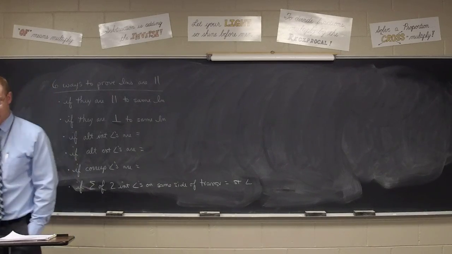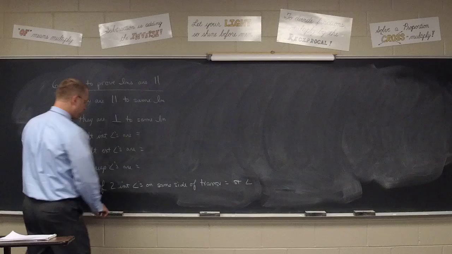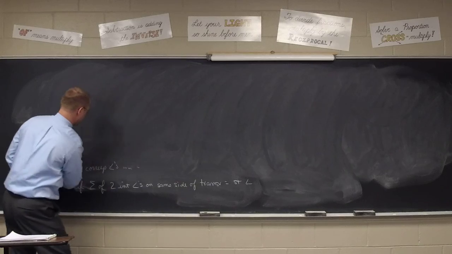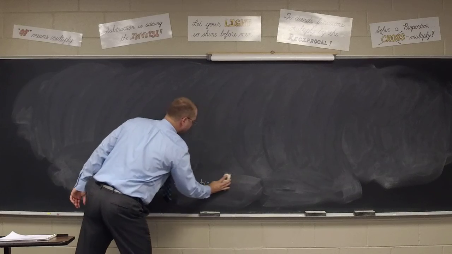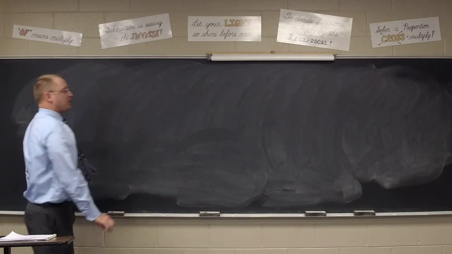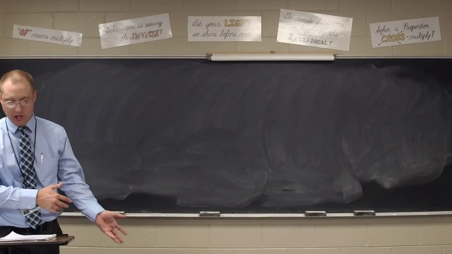Theorem 8 says this: if two parallel lines are cut by a transversal, then the alternate interior angles formed are equal. Do you see this is the converse? If lines are parallel and cut by a transversal, then alternate interior angles are equal.